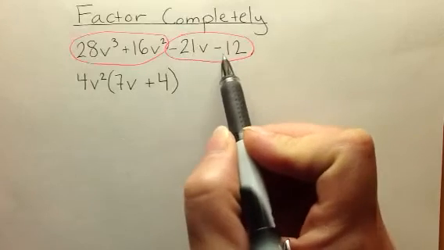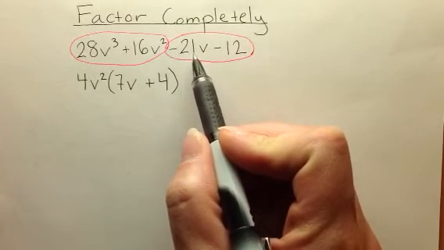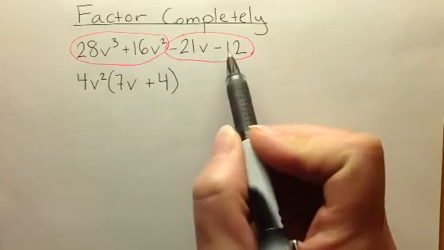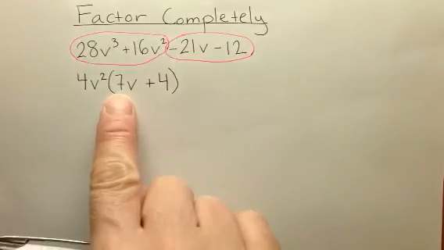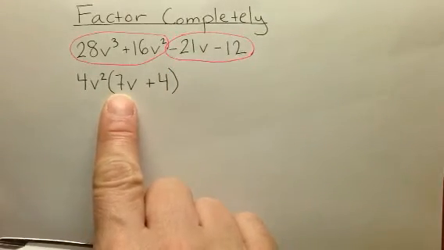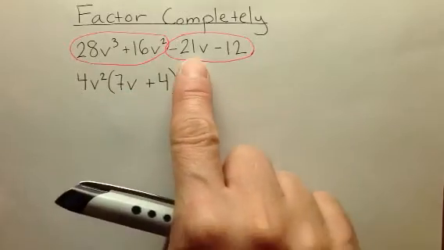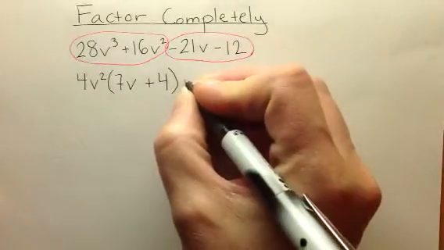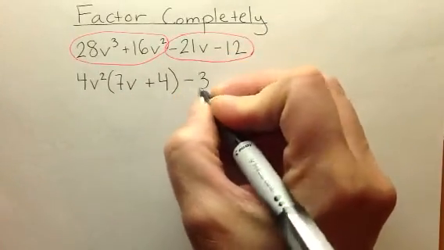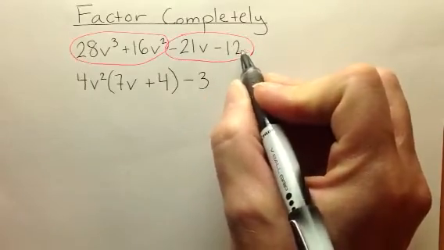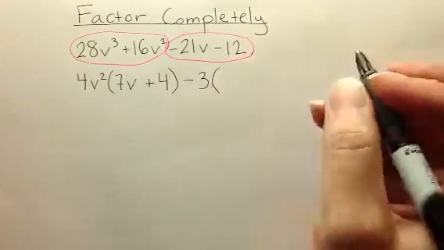Okay, now I'm going to look at my last 2 terms. I can factor a 3 out of both of these. I'm going to get 7 here, which is what I want. I want positive 7 though, so what I need to factor out is actually negative 3. This has no variable term, so that's all I can take out.